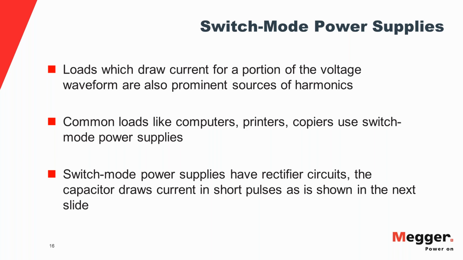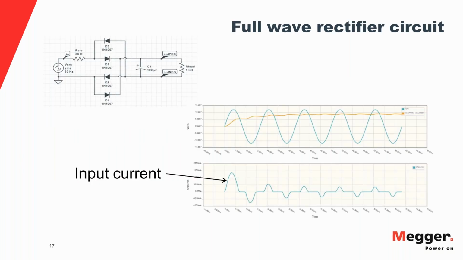So let's take a simple simulation from a full wave rectifier circuit. There are two waveforms here. On the top, the one in blue is the input voltage, and the one in yellow is the capacitor voltage. You see that initially it draws a high amount of current. If you look at this input current, it draws a high amount of current in the first cycle, and then the current drawn by the capacitor decreases slowly as the voltage across the capacitor increases.